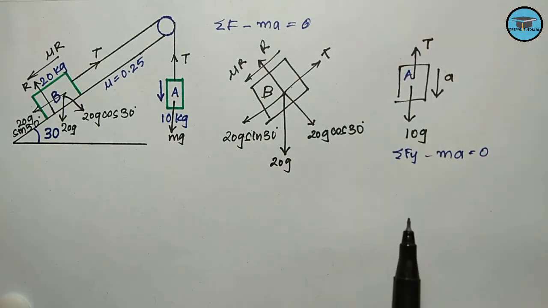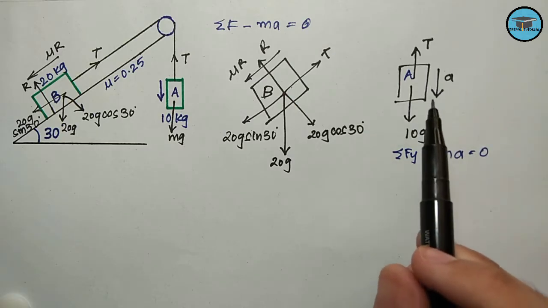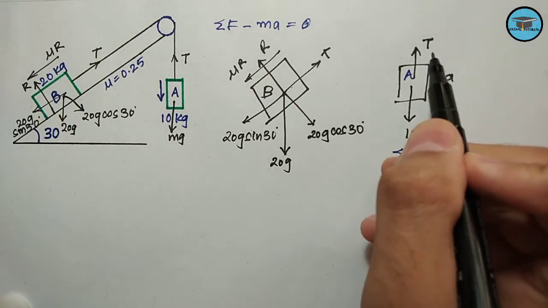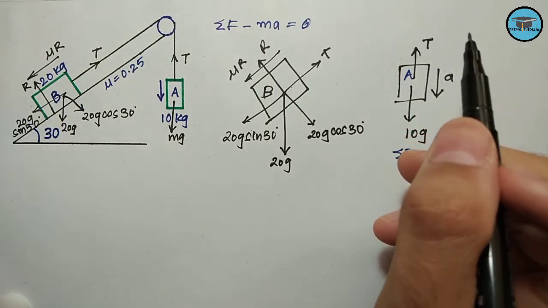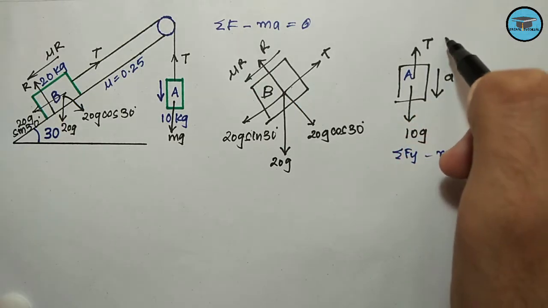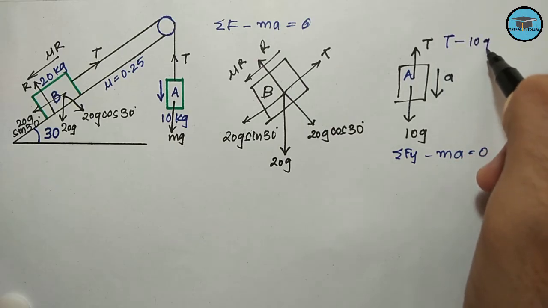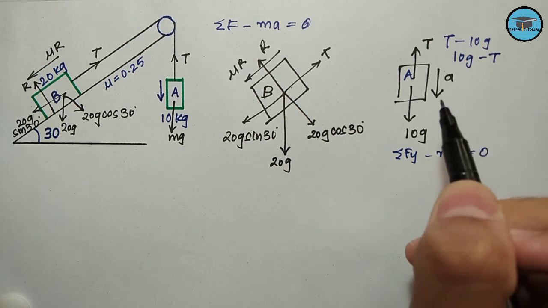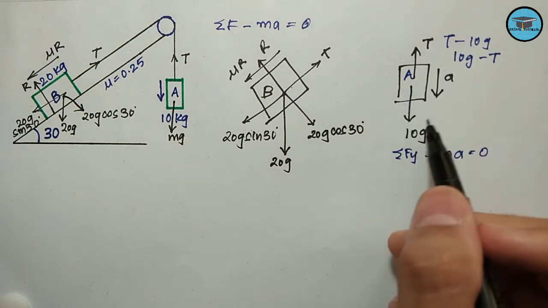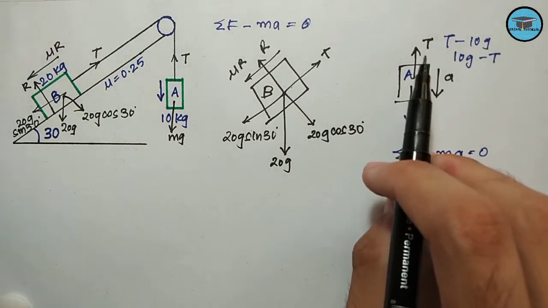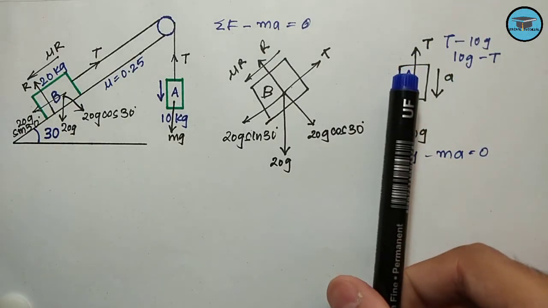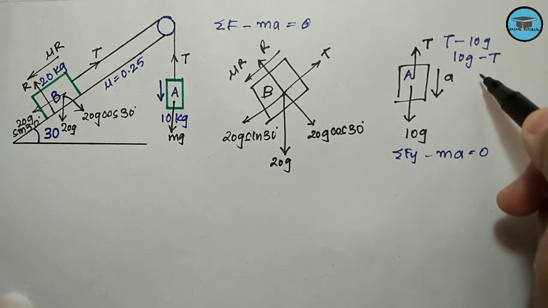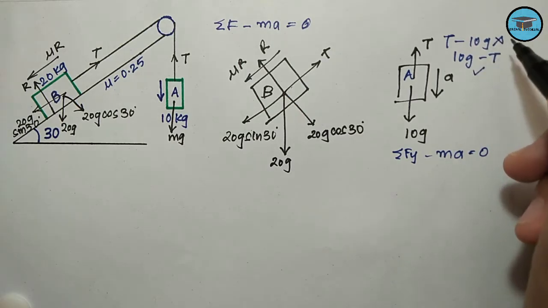Or in short, one can remember that all the forces which are opposing this motion are to be taken as negative. That means the sign convention of the T will be negative. Otherwise we can write T minus 10g, or we can also write 10g minus T. But since T is opposing the motion, that means T is acting in the opposite direction to that of the motion of the block, we can take the T as negative. So this would be correct and this would be incorrect.